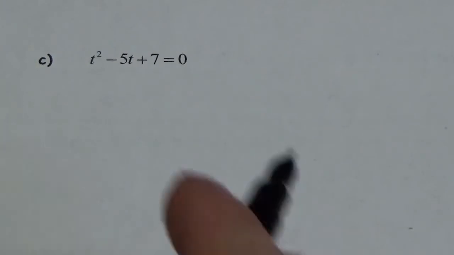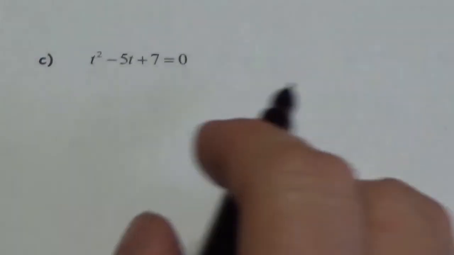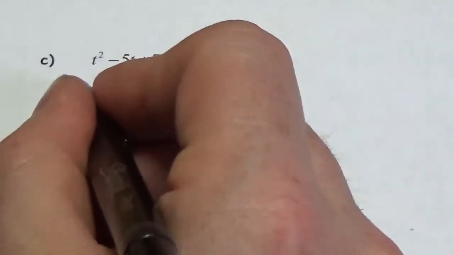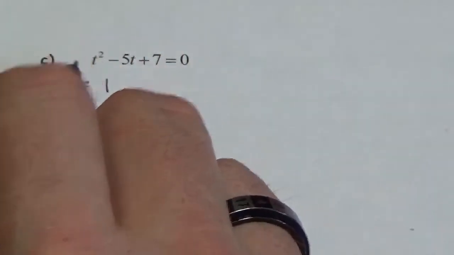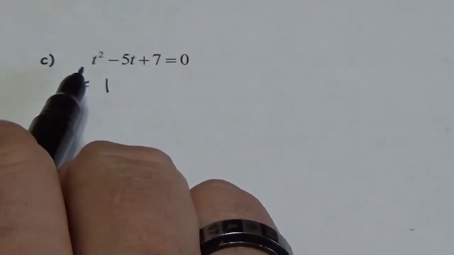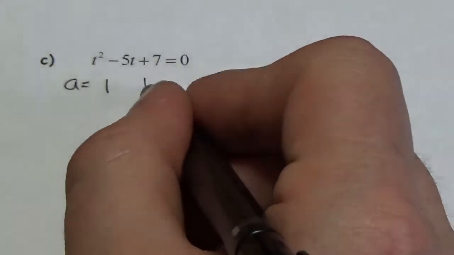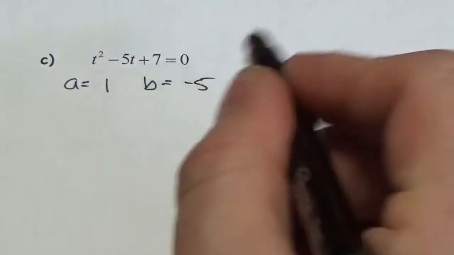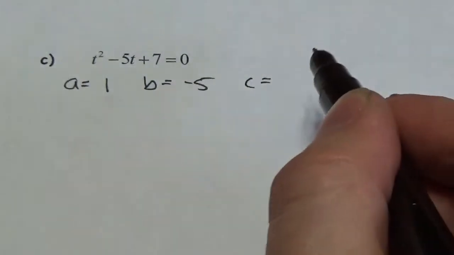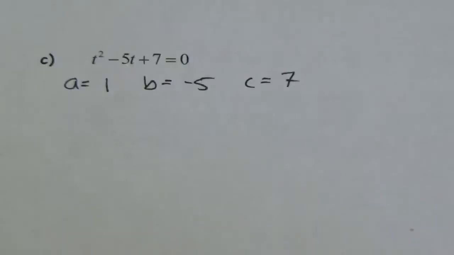Okay, let's have a look at this one. Now this one, everything's already been brought over to the one side of the equation, so it's equal to 0, so I love that. And so now all I'm going to do is identify what my parameters are. If there's no coefficient in front of the t squared, a is going to be 1. B is going to be the coefficient of the linear term, so it's going to be negative 5. And c is going to be the constant here, which will be 7.